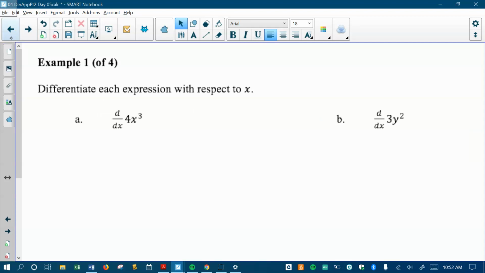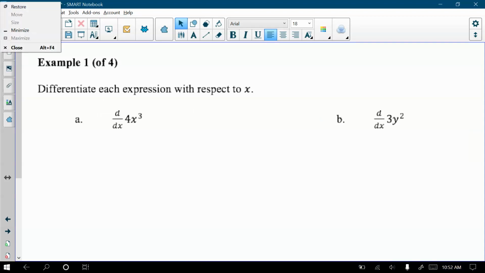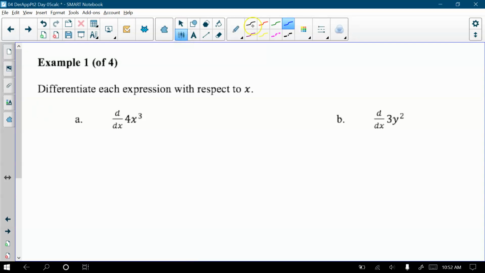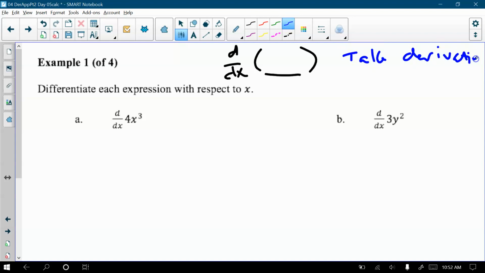I want you to listen very carefully to this, and I want you to watch it 55,000 times if you need to make sure you understand what I'm saying. When we write down d/dx, because we've done that before, we usually have something here, and we say that as we are taking the derivative of something. From now on, we are going to take the derivative of something with respect to x.